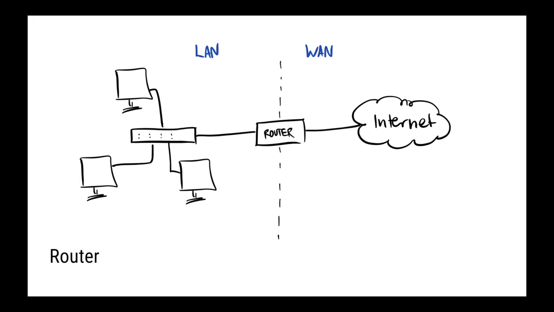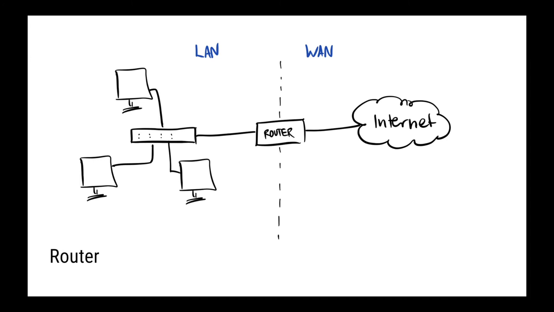Routers transmit data in the form of packets from one network to another. And they work, as I say, by scanning data packets to see if the destination IP address is on a local network or not. If it's not on the local network, then the router sends data onto the connected WAN. Routers are used to connect switches in homes and business LANs to the internet.